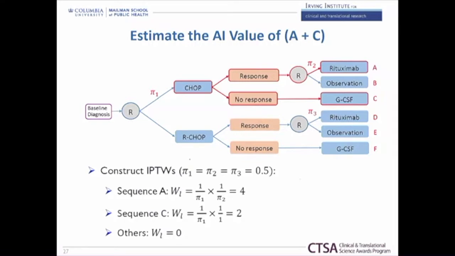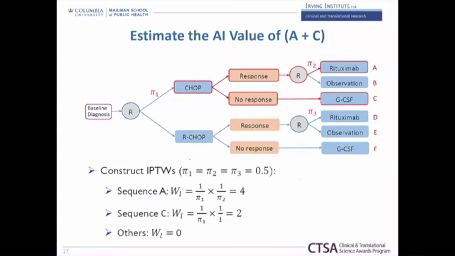For patients who follow sequence A here, they had two randomizations in the study, one in stage 1 and one in stage 2. So the weight can be calculated using 1 over pi 1 multiplied by 1 over pi 2. To make it simple, let's assume pi 1, pi 2, and pi 3 all equal 50%. So the weight for those patients who follow treatment sequence A will equal 4.